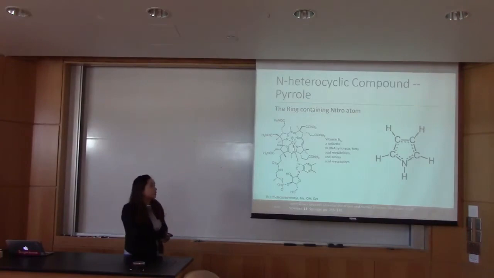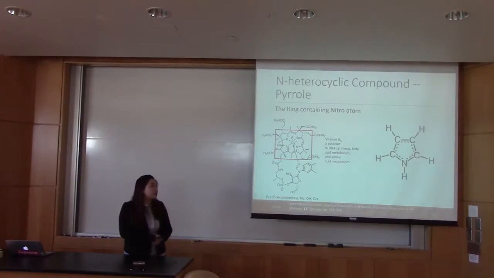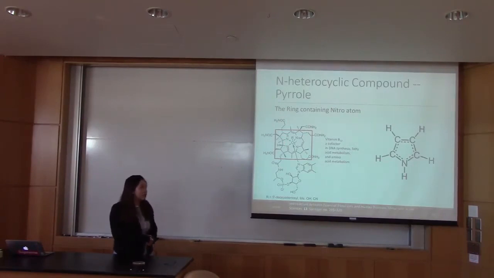And the next is vitamin B12. There is a planar structure in vitamin B12, and it contains four pyrrole rings. One here, and the next one, and this is the third one, and the fourth one. And these four rings combine together to give the planar structure for B12. Vitamin B12 is a cofactor in DNA synthesis, fatty acid metabolism and amino acid metabolism.